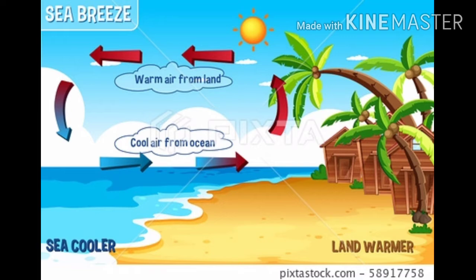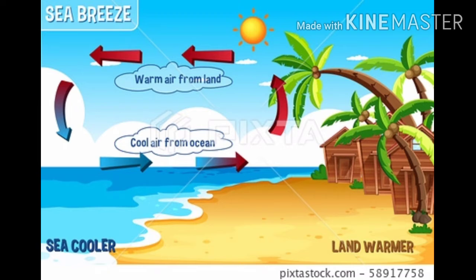So what happens during the daytime? The land gets heated up very quickly compared to the water in the sea. The air above the land gets heated up, expands, rises, and becomes lighter. So it starts moving from land to sea.